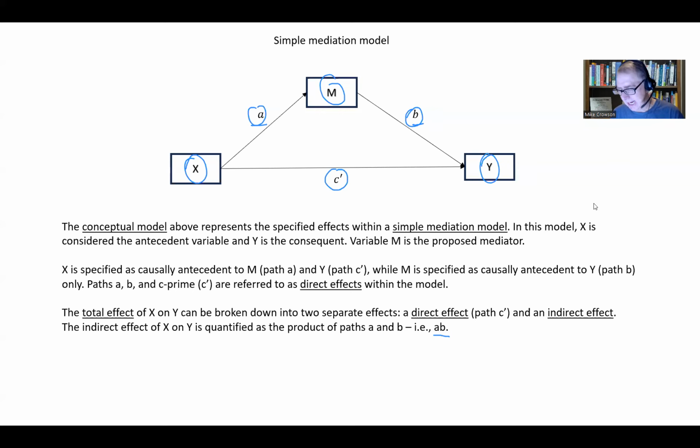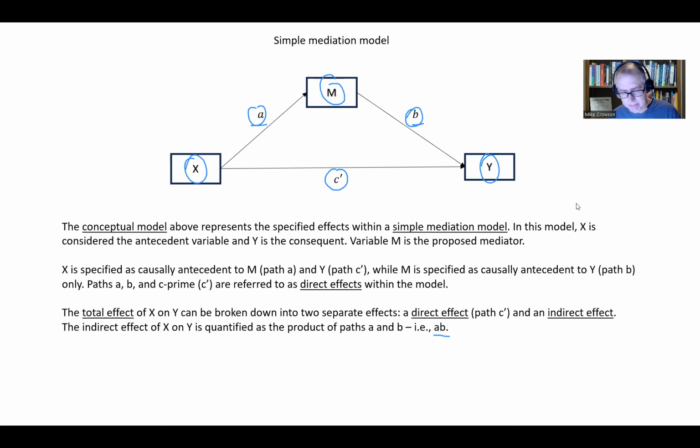And we can test this to determine if it's statistically significant. When we use the PROCESS macro, we're using nonparametric bootstrapping to generate a confidence interval, and then we can carry out our hypothesis test of the indirect effect using that confidence interval.